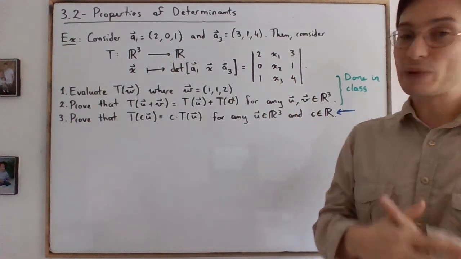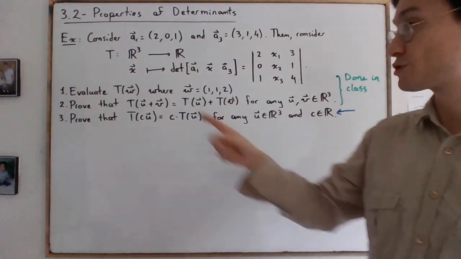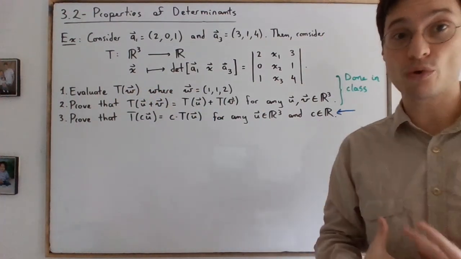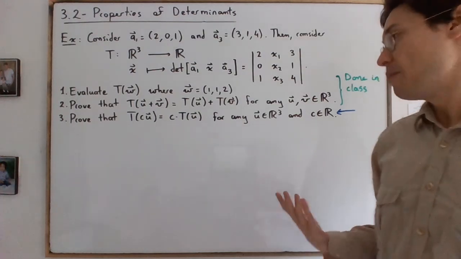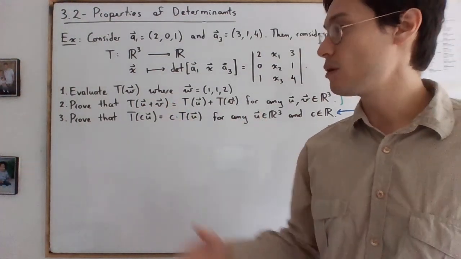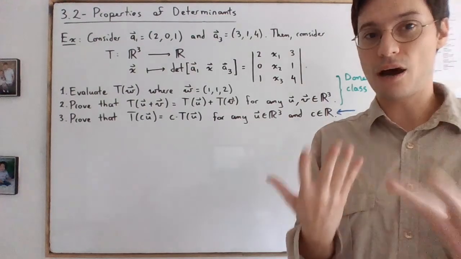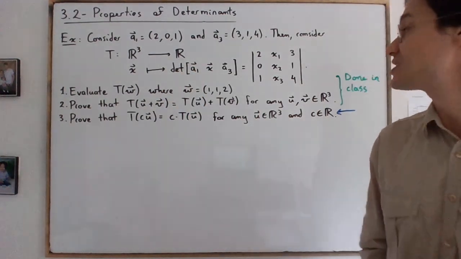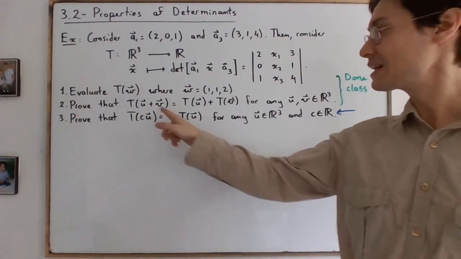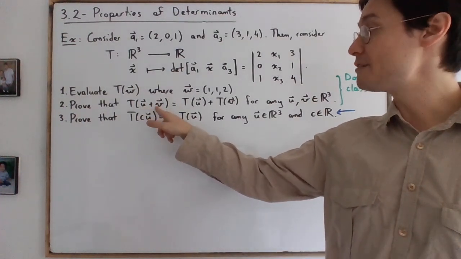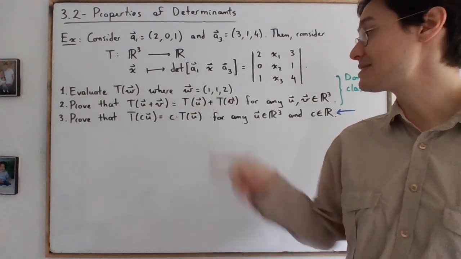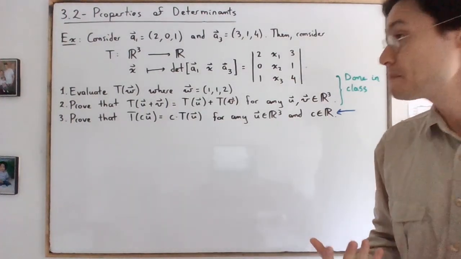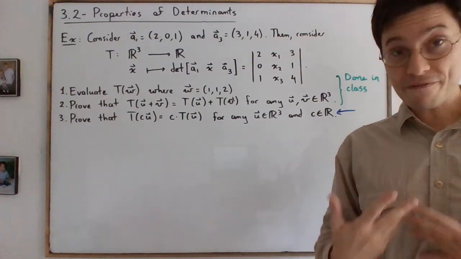So in class, what we have done is number 1 and 2. We just evaluated T of w to show you how it works. Afterwards, we set up the proof that this particular transformation is linear. In class, we proved that T of u plus v is the same as T of u plus T of v for any u and v in R3. And in this video, we're finishing the proof.